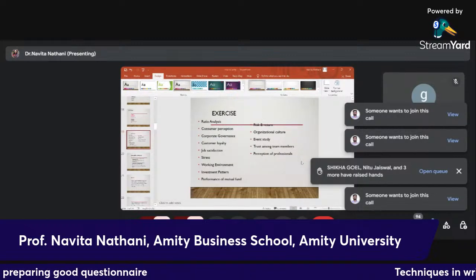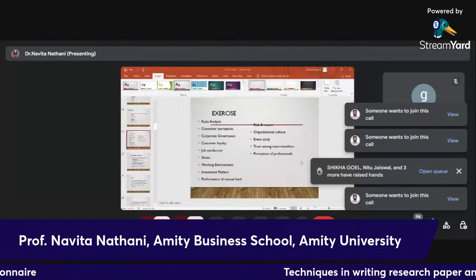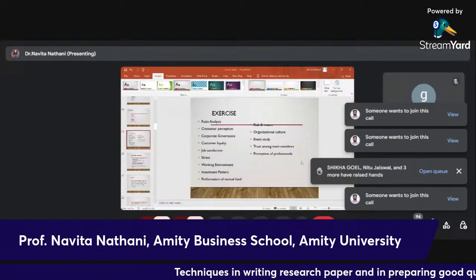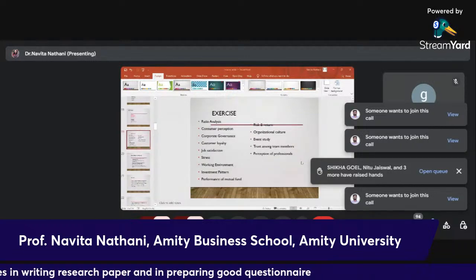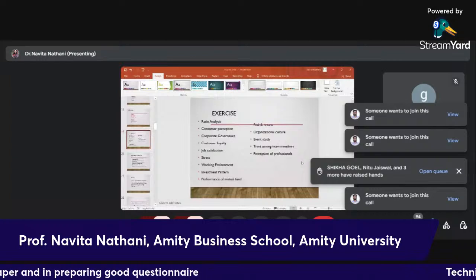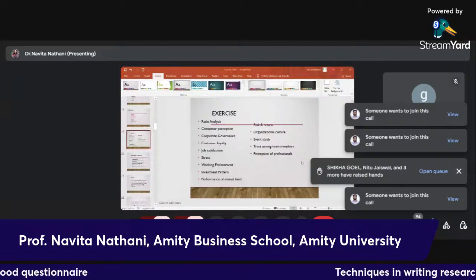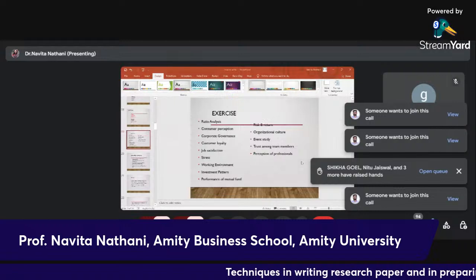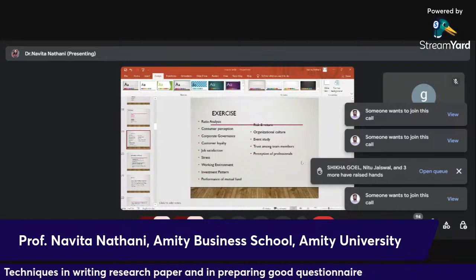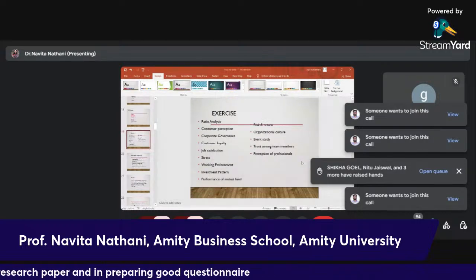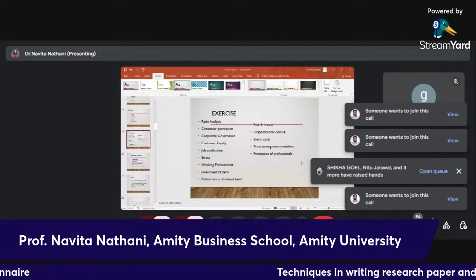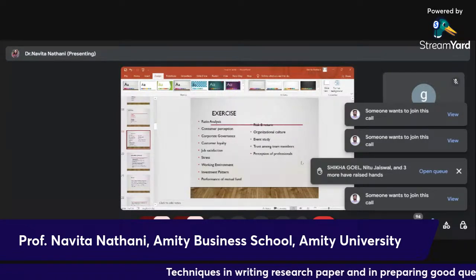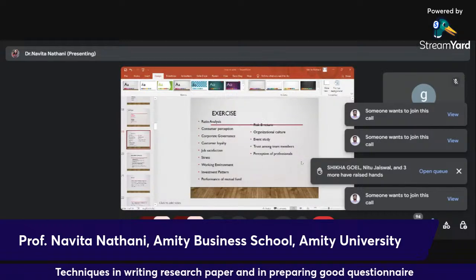Okay, so very good. Like working environment and stress, and the perception of professionals regarding stress. Many professionals are working in the organizations. So what kind of stress and working environment are they facing? Is there any relationship between the working environment and stress? In fact, you can even talk about the performance of individuals, or we can even relate it with organizational performance. Working environment, stress, performance of individuals, performance of organizations, and then we can take the perception of the professionals. Very good. So this is how we need to identify certain topics.